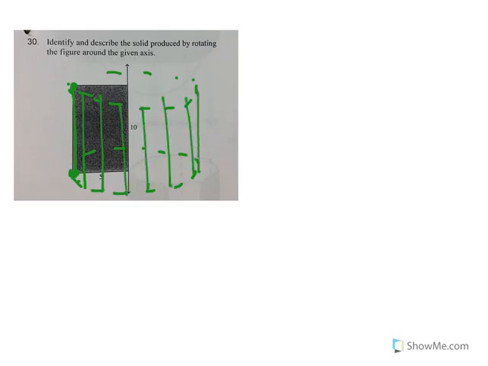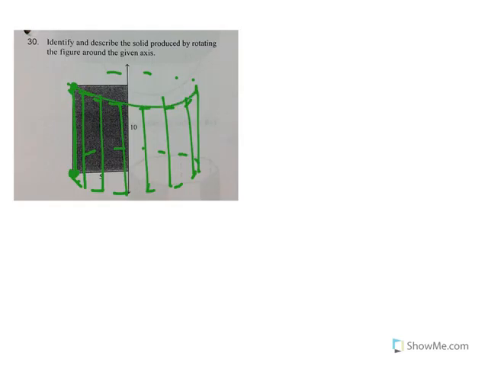Alright, last problem for this video. It says identify and describe the solid produced by rotating the figure around the given axis. So if we think about this figure, let's look at this one point here. If it's rotated around this axis, it's going to be rotating around in a circle. I'm going to draw a little dotted line to represent where this little thing's going to go. If you think about the top corner, it's also going to be rotated in the same fashion.